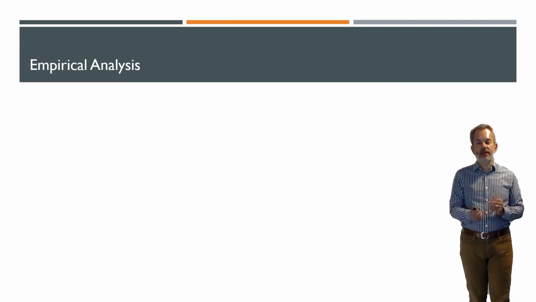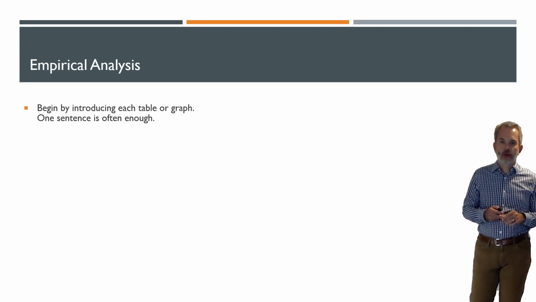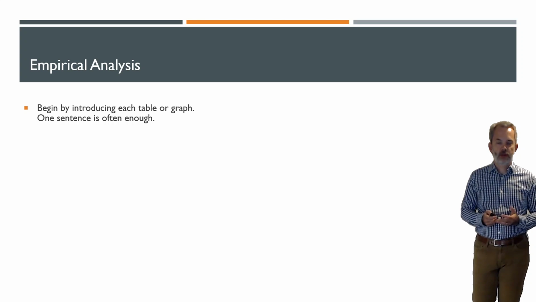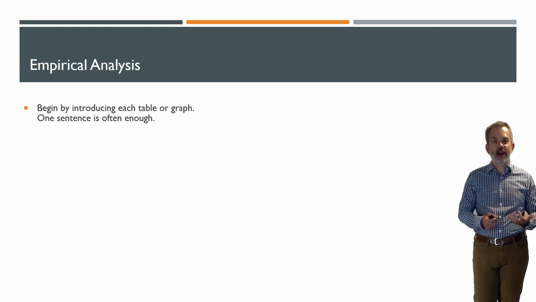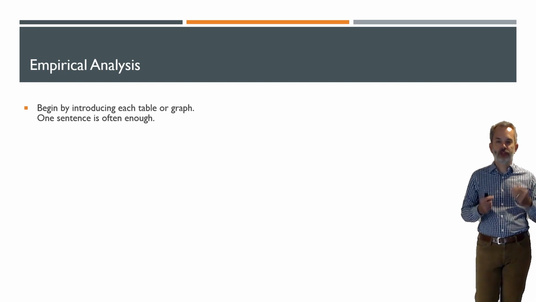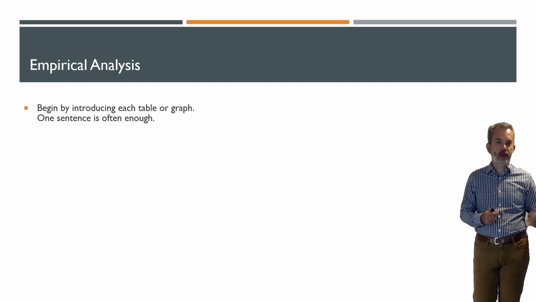In writing up this analysis, you should also introduce each table or graph. One sentence is often sufficient, and you should note that the order in which tables and graphs are numbered should match the order in which they're introduced. So you want to introduce table 1 before you introduce table 2, before you introduce table 3, and likewise with figures. Figure 1 should be introduced before figure 2, before figure 3.